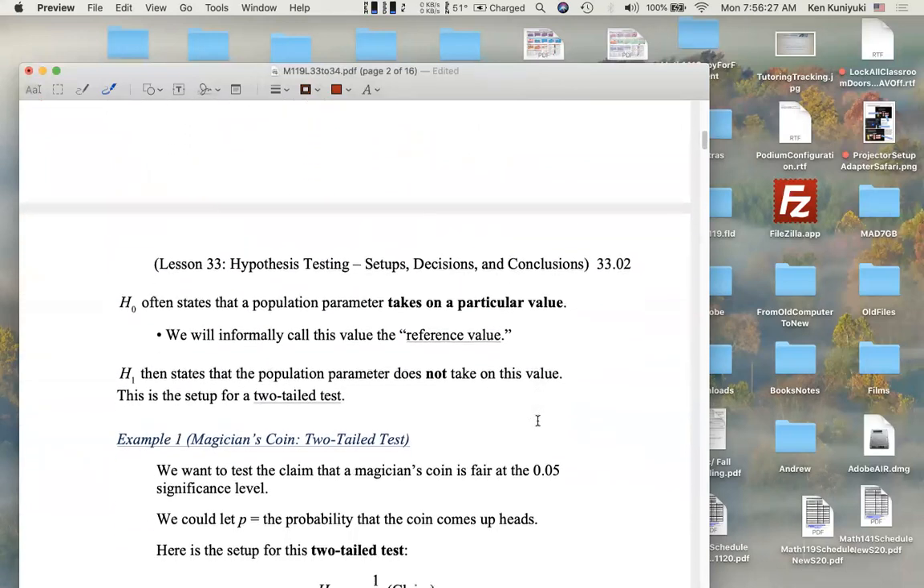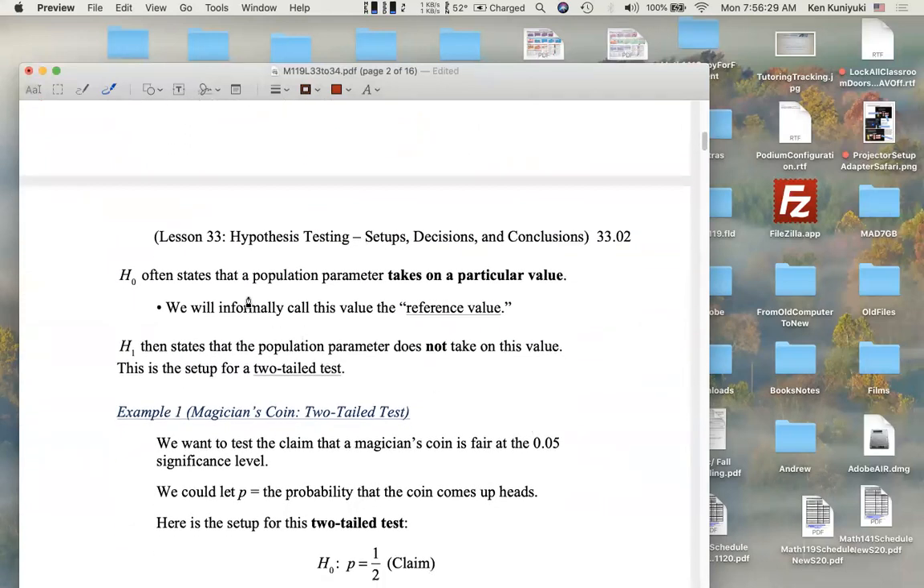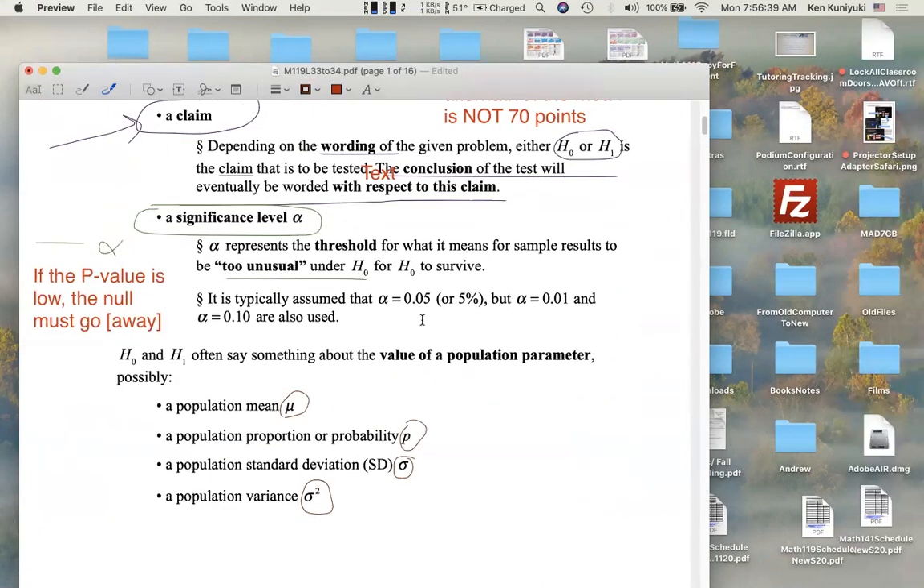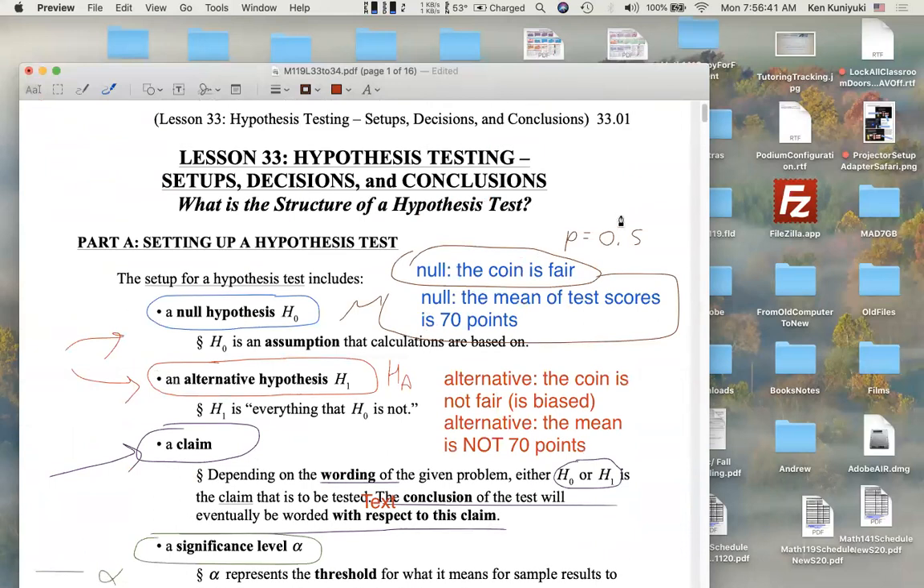Now, the null hypothesis often states that a population parameter takes on a particular value, and informally, we're going to call this the reference value. That's not an official term, it's just my term. So for example, in the case where the coin is fair, P equals 0.5, 0.5 is your reference value. In the case where mu, the mean, is 70 points, 70 points is our reference value. The null says the mean equals 70 points.